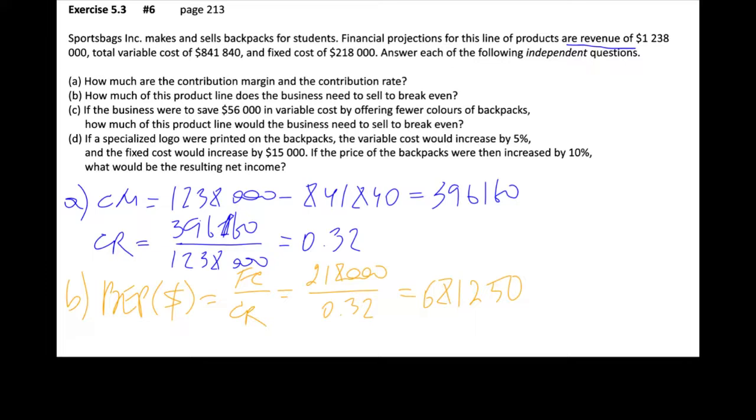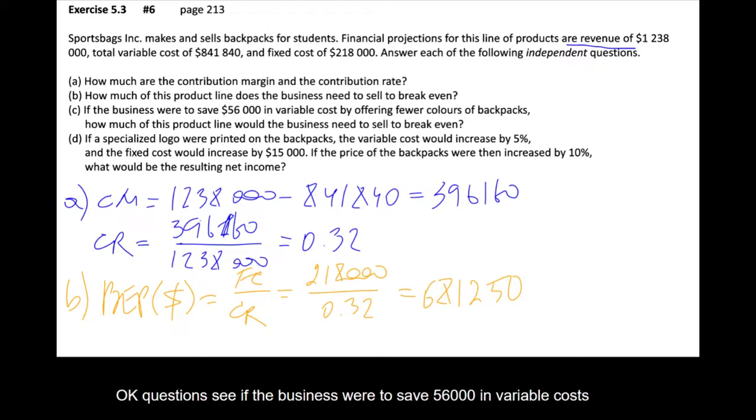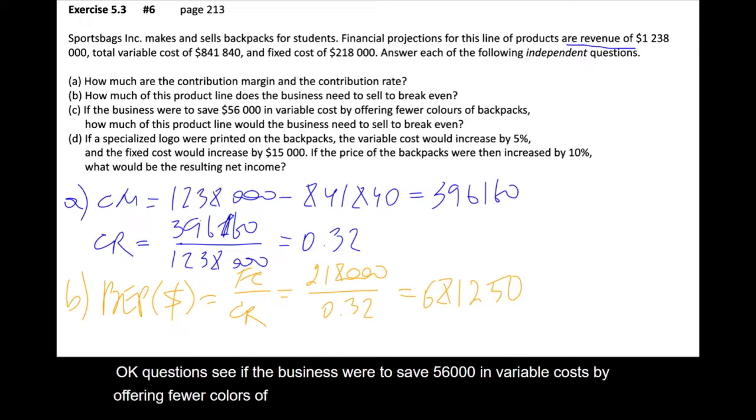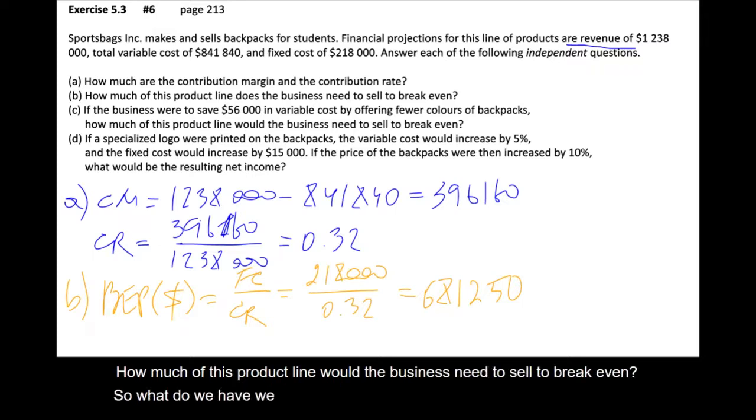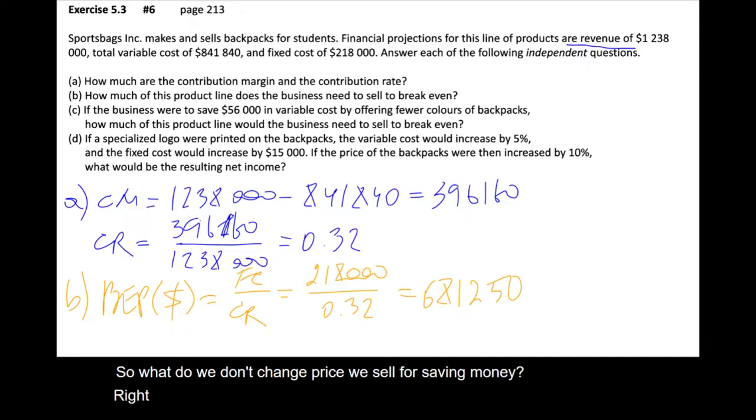Okay, question C. If the business were to save 56,000 in variable cost by offering fewer colors of backpacks, how much of this product line would the business need to sell to break even? So what do we have? We don't change price. We sell for the same money, right? But somehow we manage to reduce a variable cost. Okay.